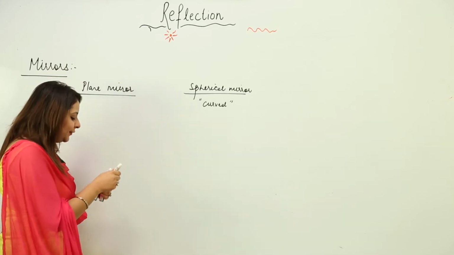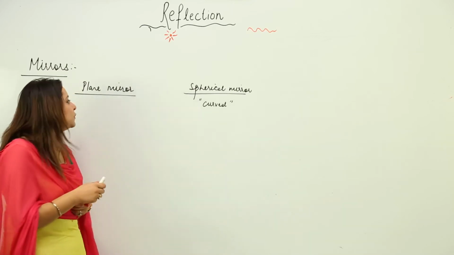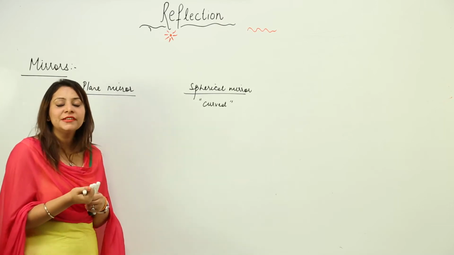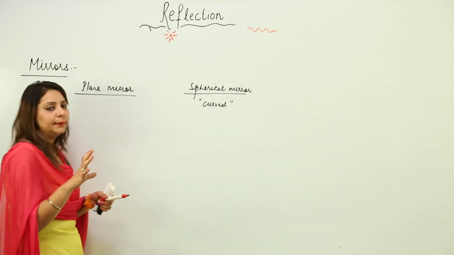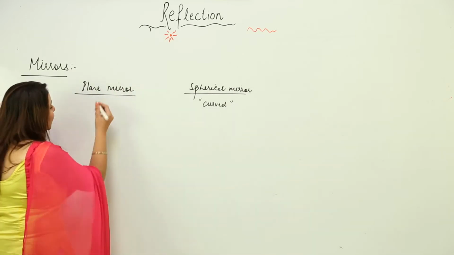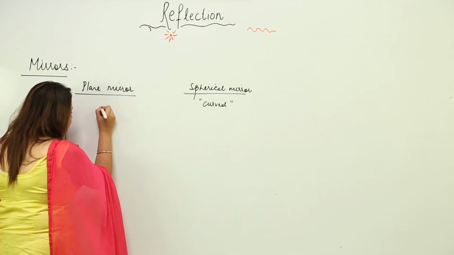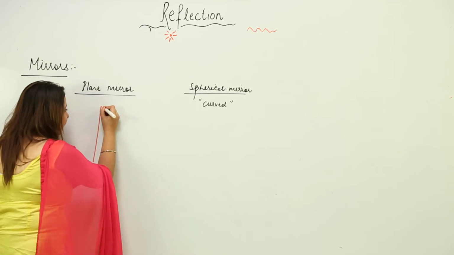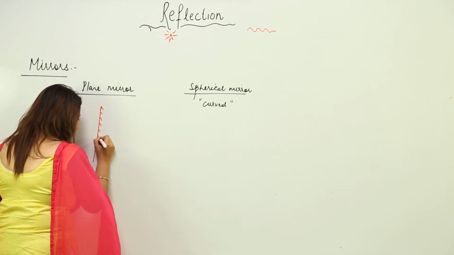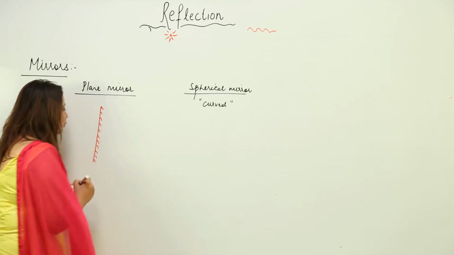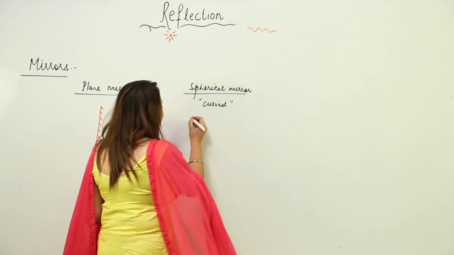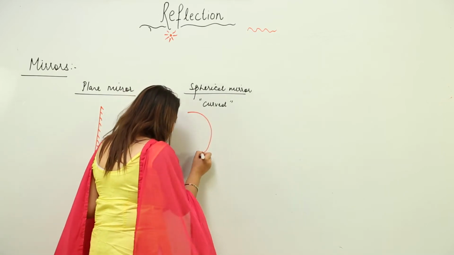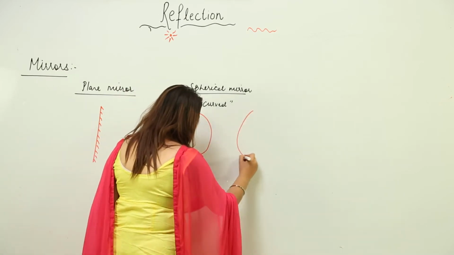So in physics, whenever we start with a plane mirror or spherical mirror, because in ray diagrams we will be drawing them. So how to draw them in physics? So in plane mirror what we see, we draw a big line with small oblique lines on it. So this is how you are going to signify the plane mirror in this chapter. And spherical mirror, we have two kinds of spherical mirror. One is like this, other is like this.